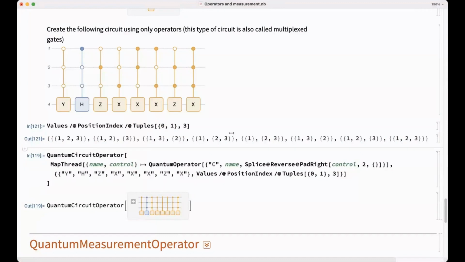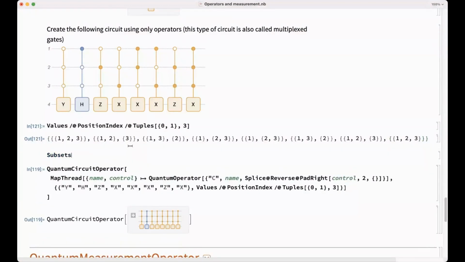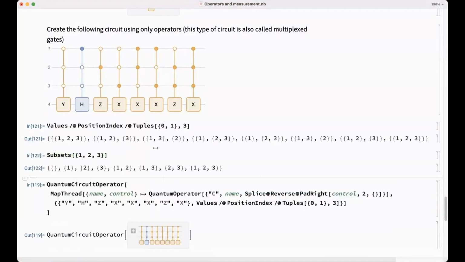Another trick is to create all the subsets of 1, 2, 3. That's another approach. Then let's map this with the complement of each case with 1, 2, 3 again. So let's apply a function, and in this case, I can just pad with an empty one. This corresponds to a control 1, right? No, these are control zeros. Look at control, yes, these are control ones. You are right.